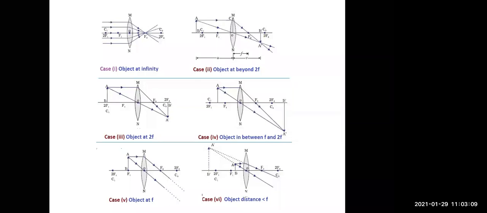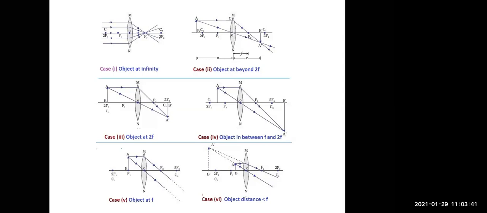This fifth case tells us that the object is at the f1 position. You can see object AB is on the F1 position here, and we will consider two incident rays released from this object. The first incident ray is parallel to the principal axis. So according to rule number 1, if the incident ray is parallel to the principal axis, then the refracted ray will pass through the principal focus. Here you can see the refracted ray pass through the principal focus.